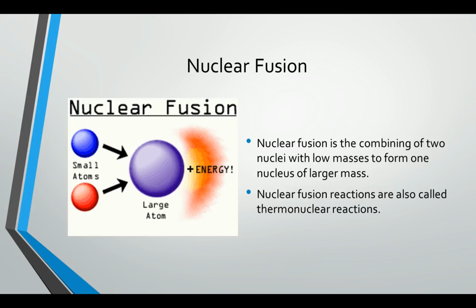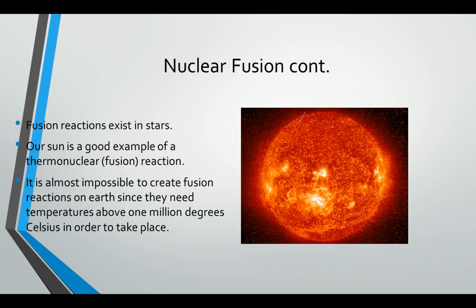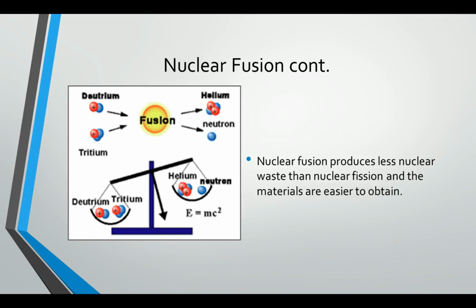So let's move on to fusion. It's taking 2 smaller atoms and combining them to form a larger mass. It's a thermonuclear reaction, which we have not been able to sustain for longer, I think, than nanoseconds here on Earth. Fusion reaction is how stars produce heat. Our sun is a really good example of a fusion reaction. It's almost impossible to create these reactions on Earth since they need to be at temperatures above 1 million degrees Celsius in order to take place.